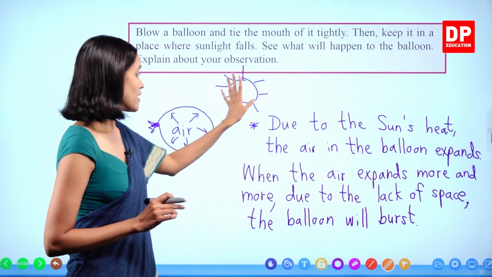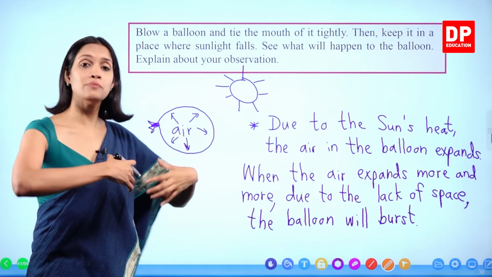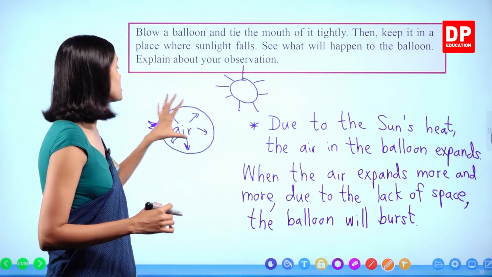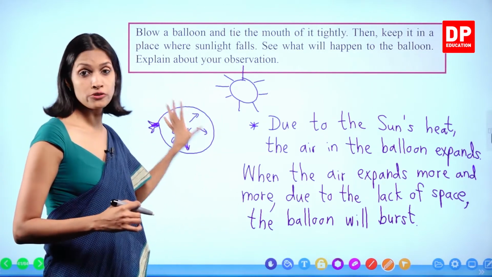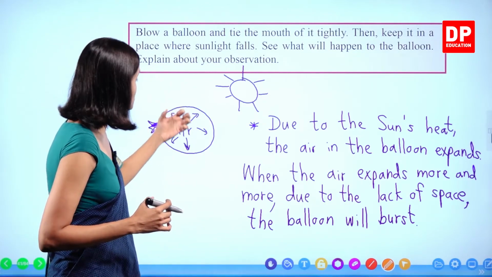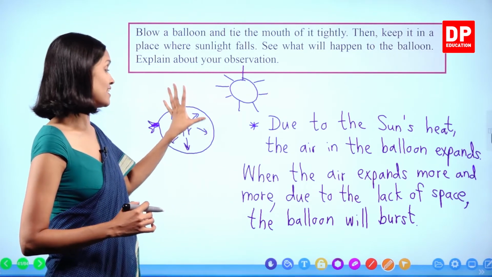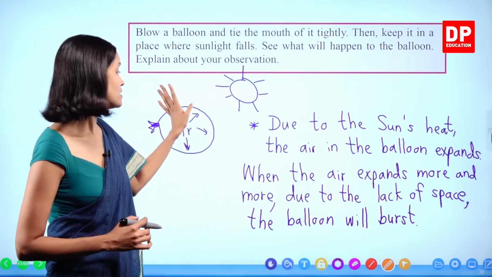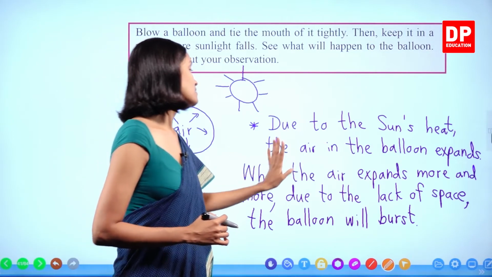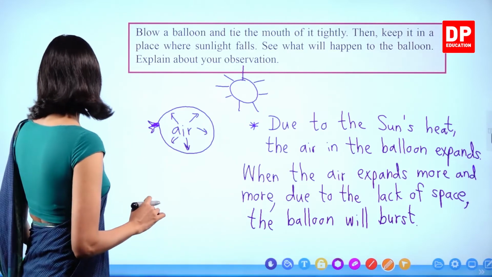When the air expands more and more, due to the lack of space, why does that happen? When it keeps on expanding, more pressure is created on the balloon wall or balloon membrane, right? When there is too much air pressure inside the balloon, it will stretch and at one point it will burst, right? So due to the lack of space, the balloon will burst. Okay? We'll move on to the next.